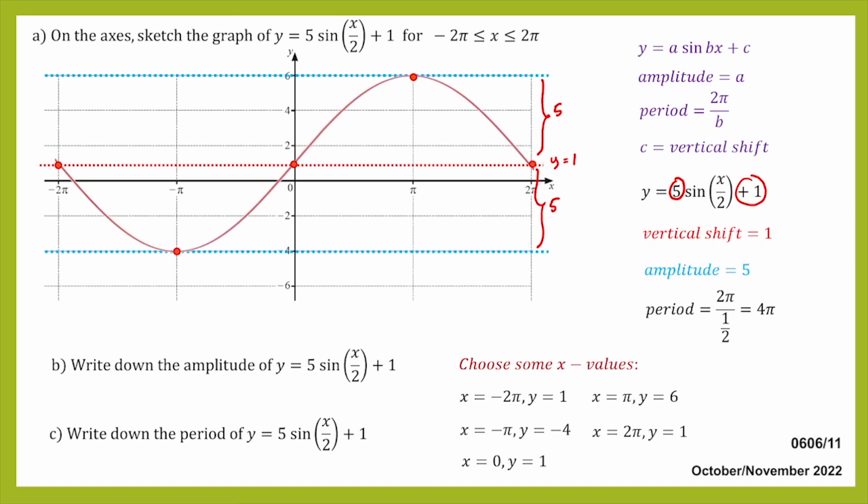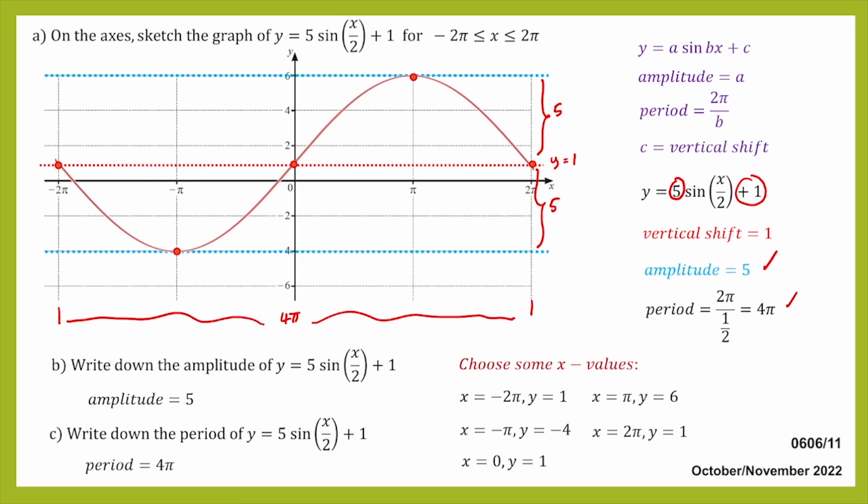In part B, we wanted the amplitude of the graph. That was already calculated, which is 5. And the period was also calculated, which was 4 pi. The period is 4 pi, which is the distance from negative 2 pi to 2 pi. So this is your period. This is 4 pi. That is one cycle of your function.